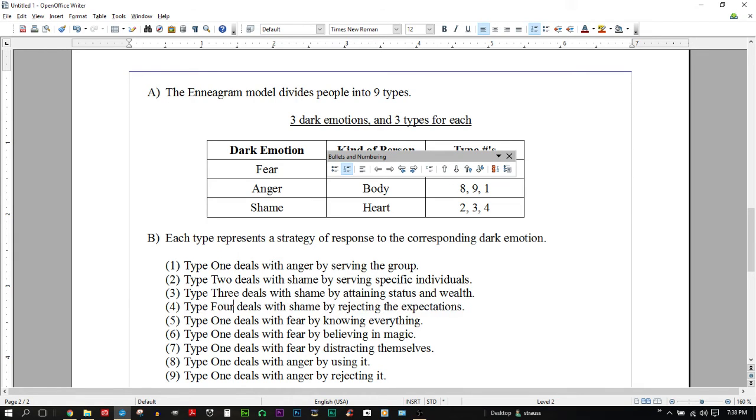Type 6 deals with fear by believing in magic. Type 7 deals with fear by distracting themselves. Type 8 deals with anger by using it. And type 9 deals with anger by rejecting it.